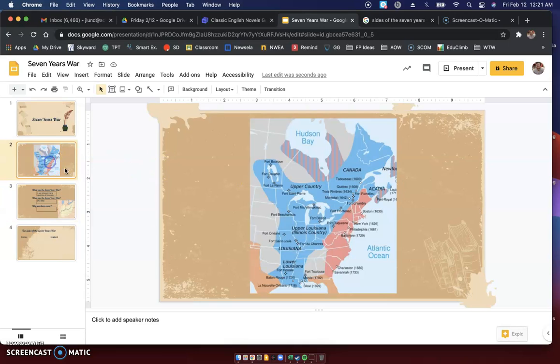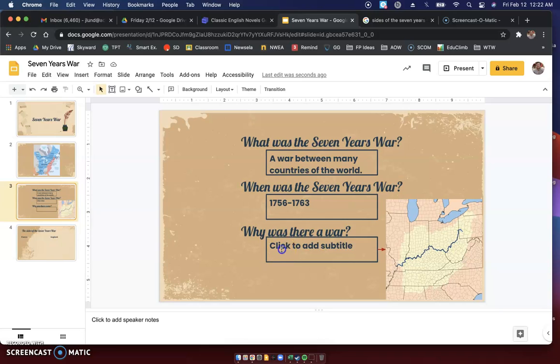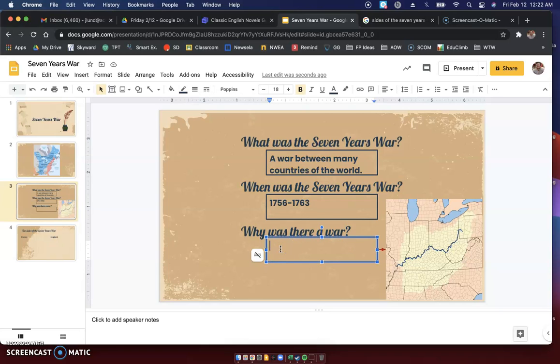Because if you look back at this map, the blue is the French. Where my mouse is going, that's Minnesota. All right, so if this war went differently here in Minnesota, I might be speaking French to you right now and not English. Okay, so why was there a war?